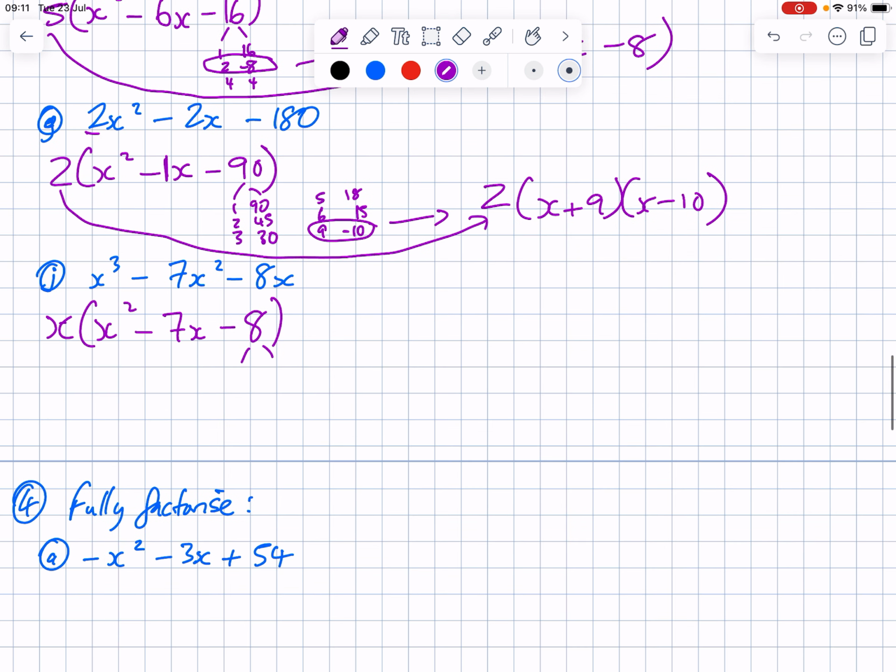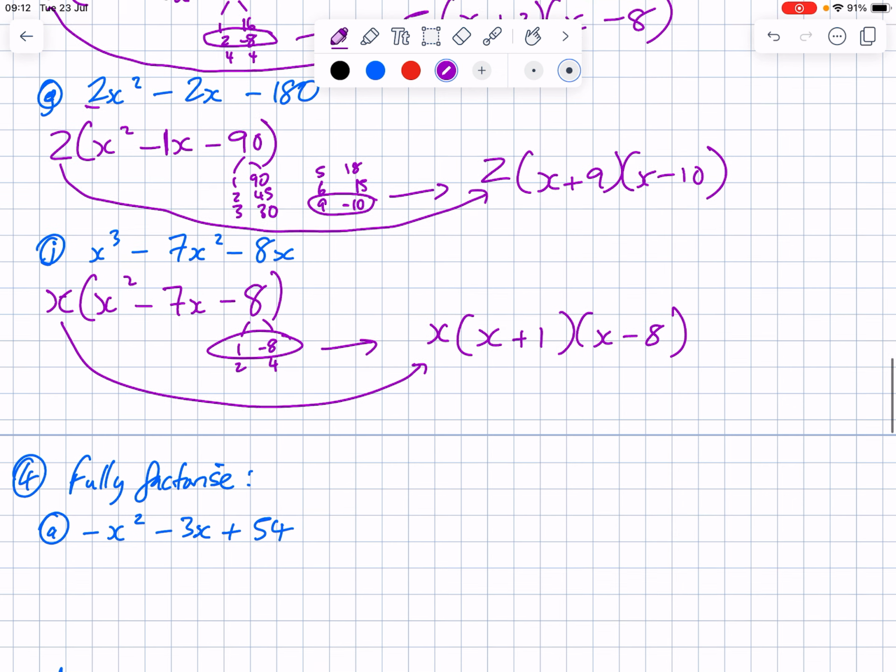So the factors of 8 are 1 and 8, 2 and 4. So we stop there. Is there any way that I can get negative 7 with 2 and 4? No, but I can get it with 1 and 8. 1 take 8 is negative 7. So that's my A and B. So the brackets will be x plus 1, x take 8, and the common factor on the outside was x.